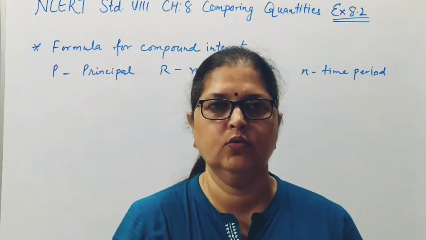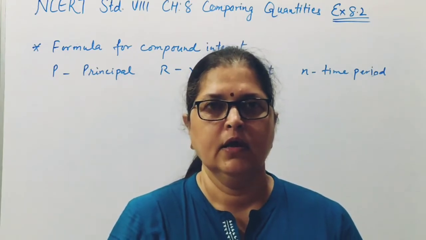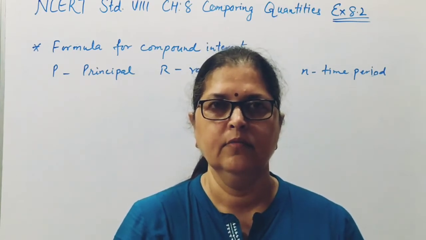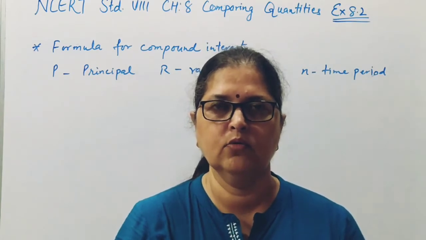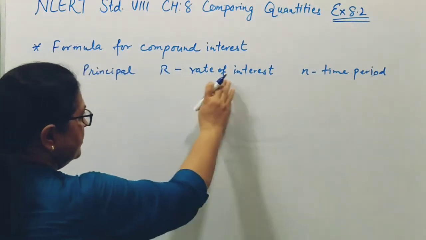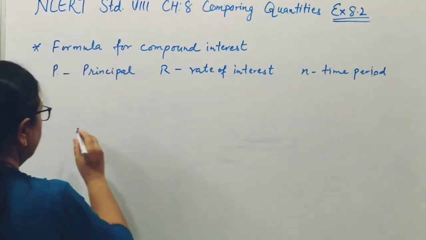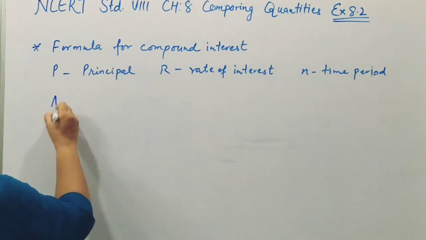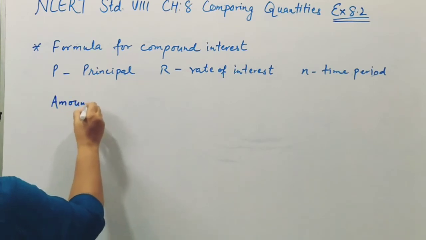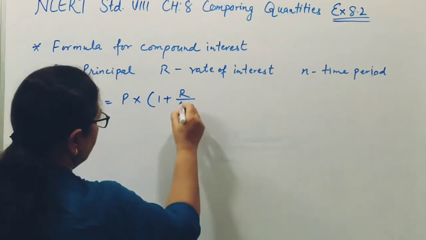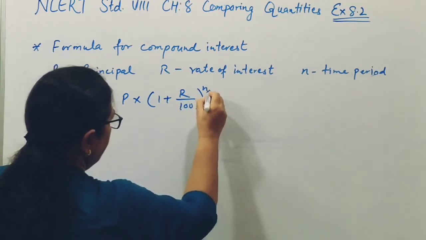Next is the formula to calculate compound interest. If we calculate compound interest using the simple interest method, then the process becomes very lengthy. So there is a formula to calculate compound interest. If P is the principal, R is the rate of interest and n is the time period, then in case of compound interest, the amount is calculated first. So amount is principal into (1 plus R upon 100) raised to power n.